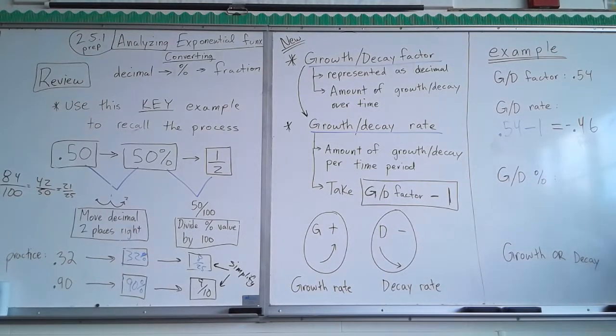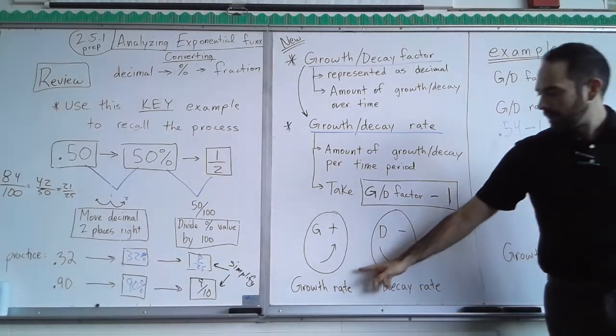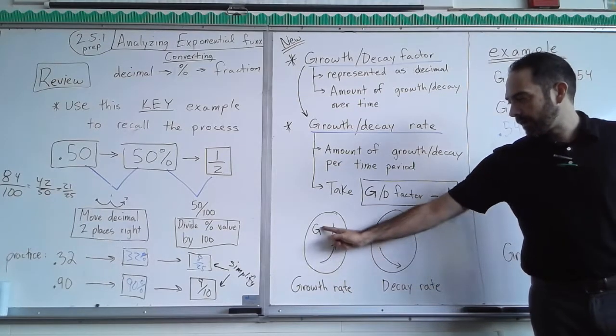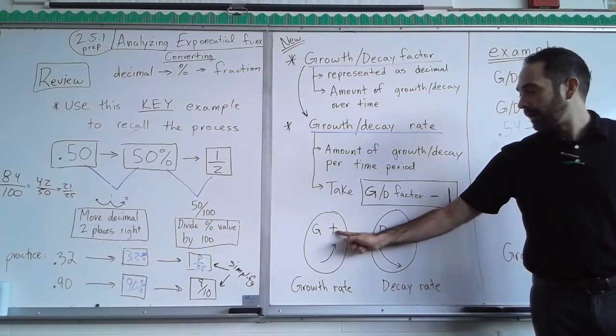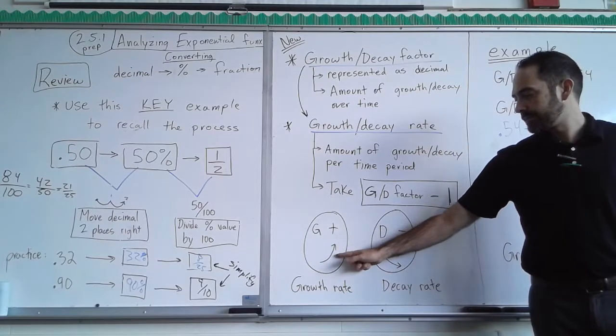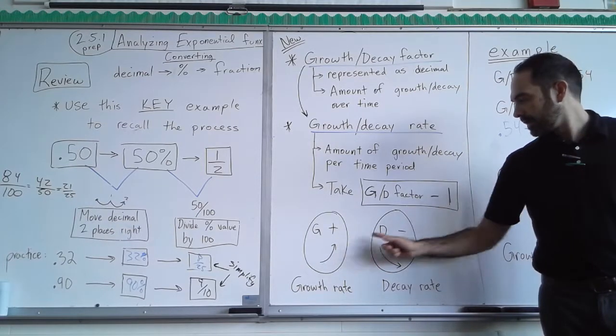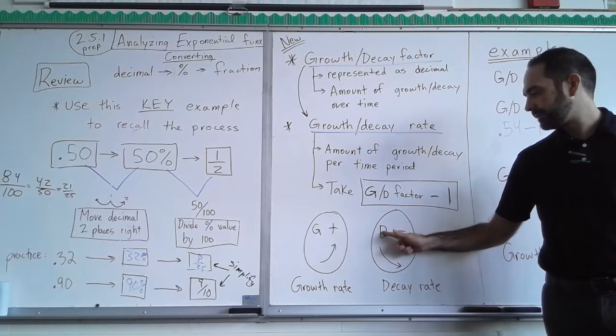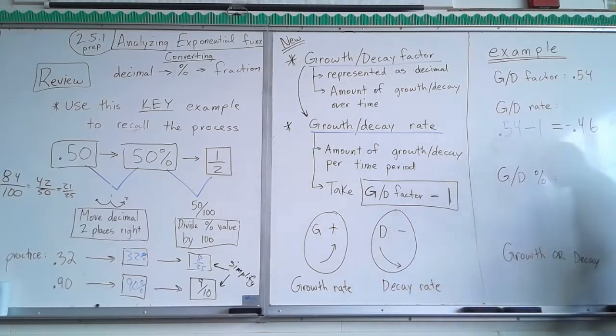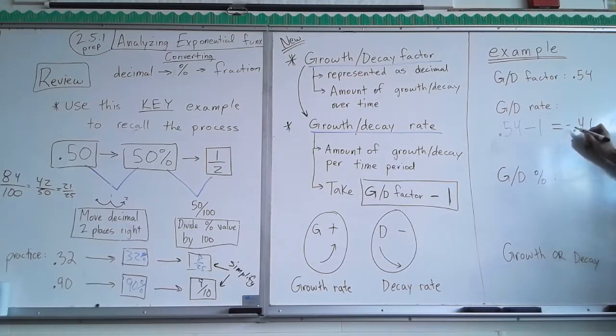Now we'll go to our second point here. Once you have the rate, it's negative 0.46. We know it's a growth if the rate is positive. So we have a little happy smirk. Down here, if the growth is negative, we have decay, and it's a little sad smirk. So looking at this right here, we have a negative rate. So do we have growth or do we have decay? Decay. So I'm going to circle decay down here.